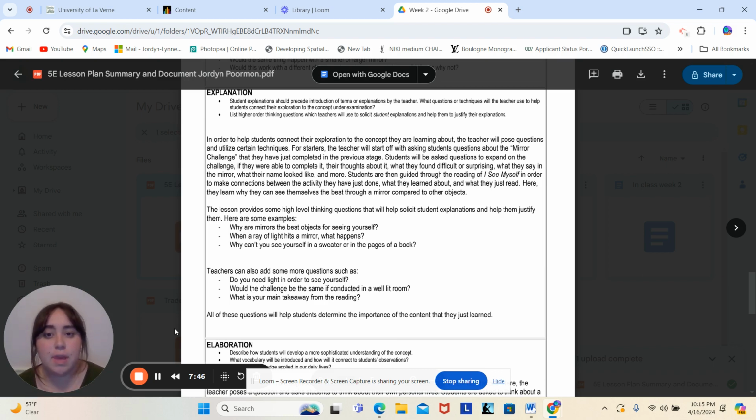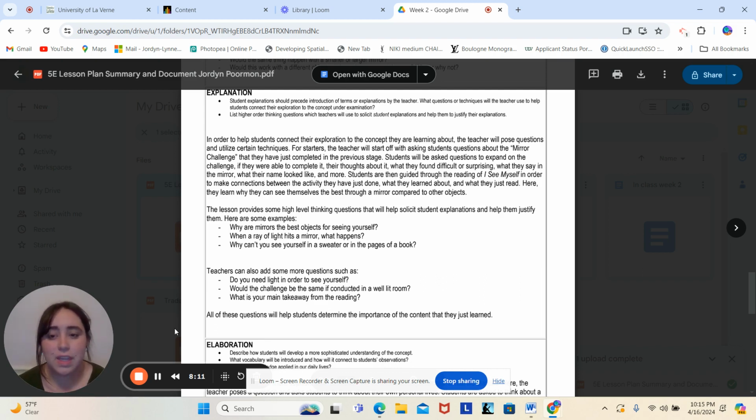So they'll talk about, were they able to complete it? What were their feelings during it? What did they think about it? Did they have any difficulties, or were they surprised by anything? Or, what did they see in the mirror? What did their name look like when they put it in the mirror? And so on and so forth. And then they are also guided through the reading of I See Myself in order to make connections between the activity and the book.